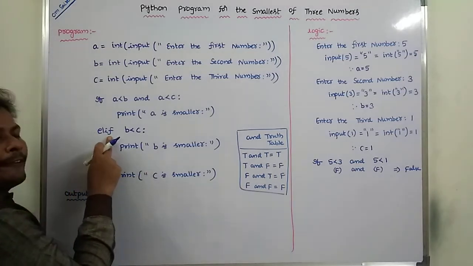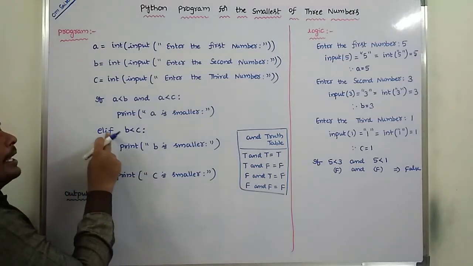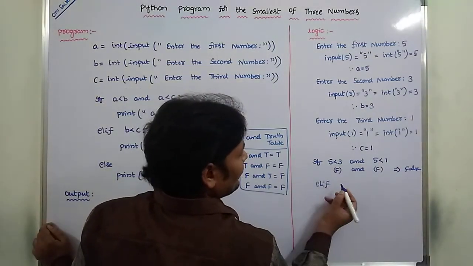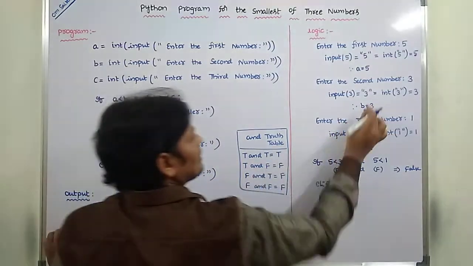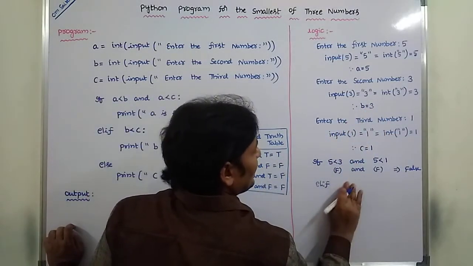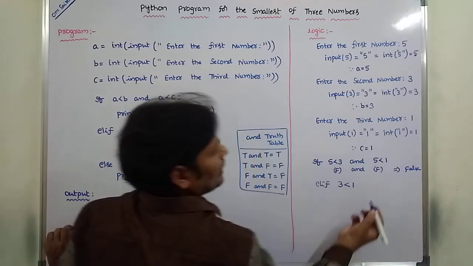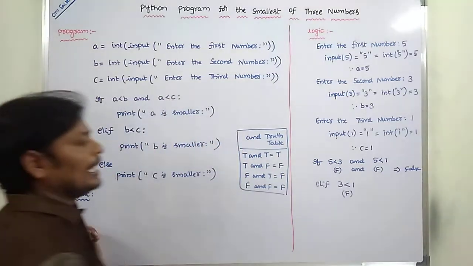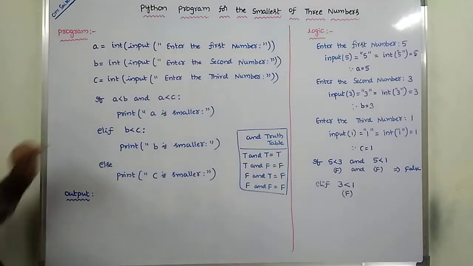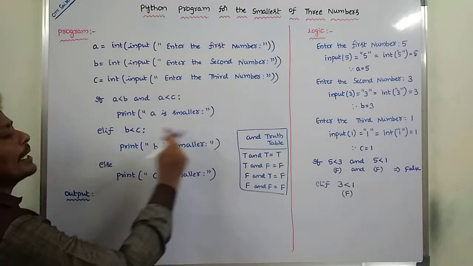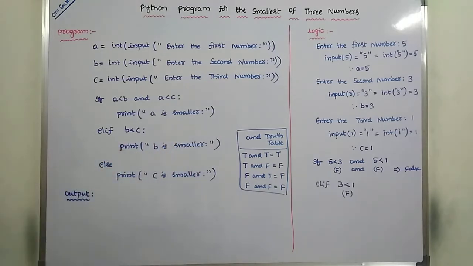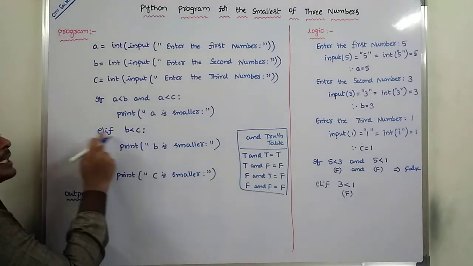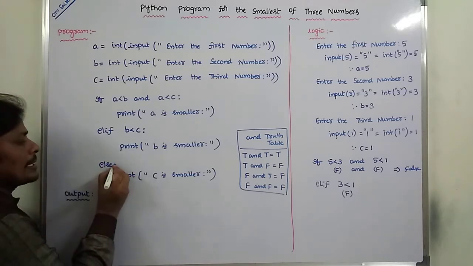Here else if can be written as else plus if. Okay, else if b less than c. So now in else if, b value is 3, 3 less than 1. So 3 less than 1 is also false. Again, the control does not enter into the else if block, because this condition is false. Whenever this condition is false, go to the next else block.